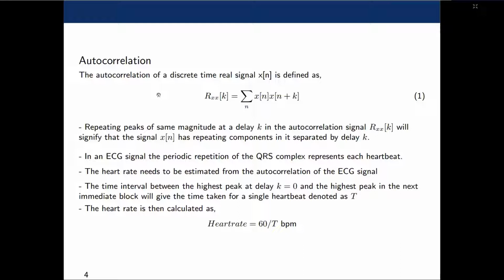In an ECG signal, the periodic repetition of the QRS complex represents each heartbeat. The heart rate needs to be estimated from the autocorrelation of the ECG signal. The time interval between the highest peak at delay k equals 0 and the highest peak in the next immediate block in the autocorrelation signal will give the time taken for a single heartbeat, which will be denoted as capital T. The heart rate is then calculated as heart rate equals 60 by T BPM.